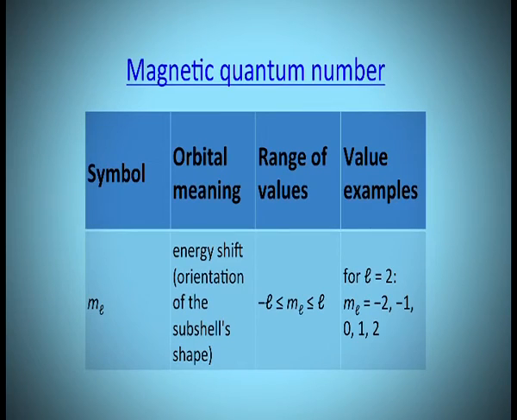The quantum number m_l describes the direction or orientation of the orbital in space. The quantum number m_l may have any integer value from minus l to plus l. For example, here you can see also, for l equal to 2, m_l can have the values minus 2, minus 1, 0, 1 and 2.